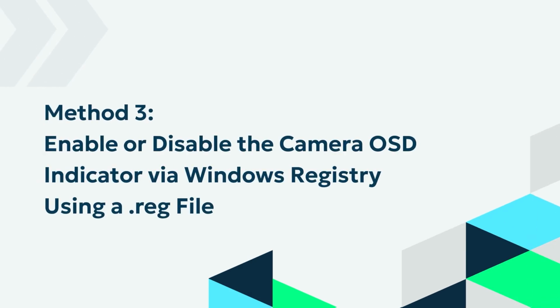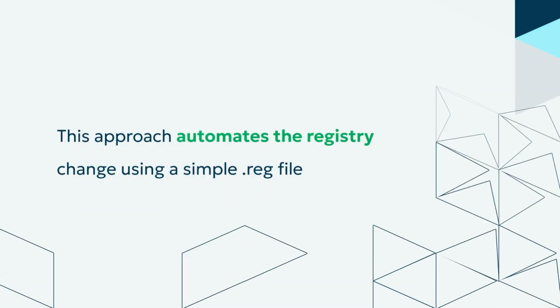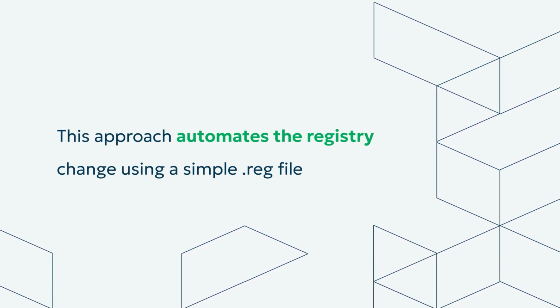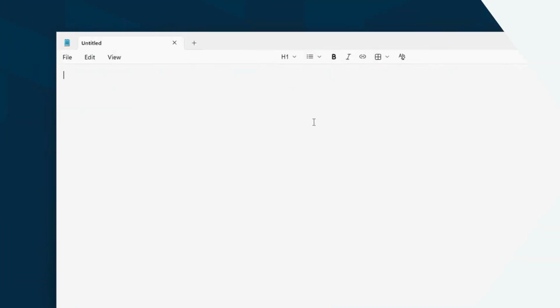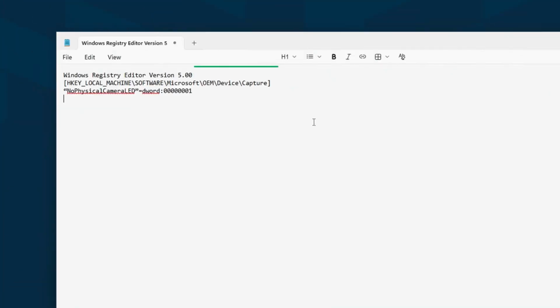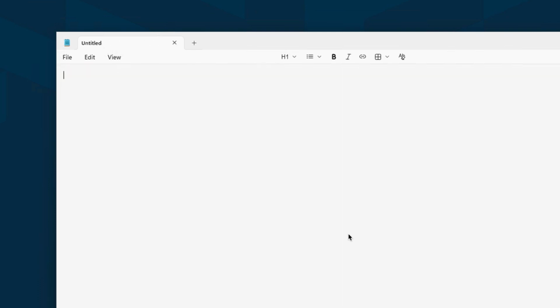Method 3. Enable or disable the Camera OSD indicator via Windows Registry using a .reg file. This approach automates the registry change using a simple .reg file. Open Notepad and paste this text. To enable, to disable.